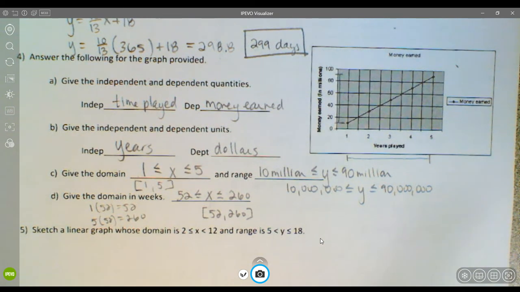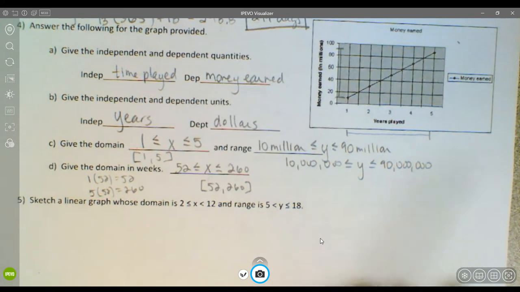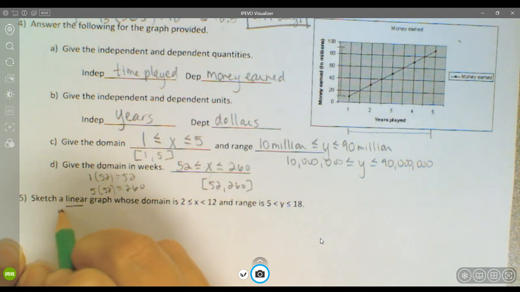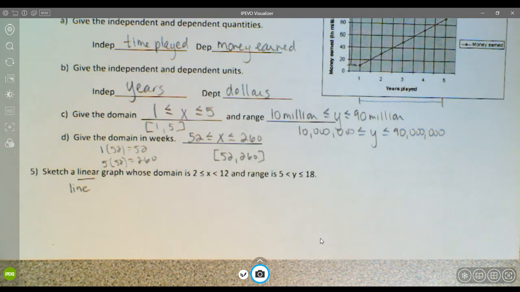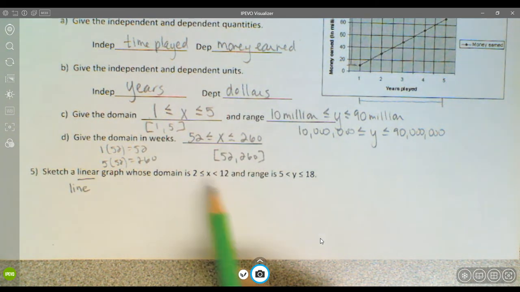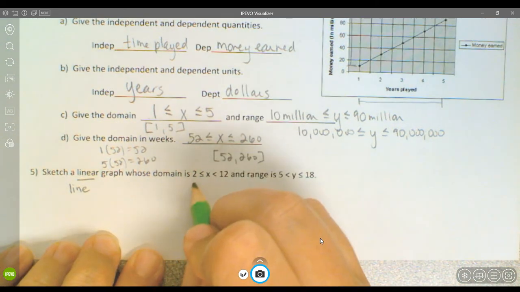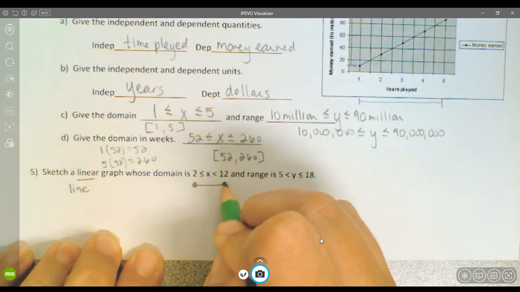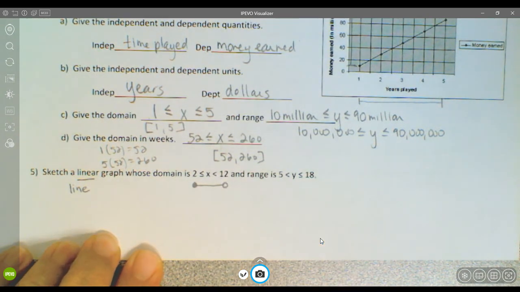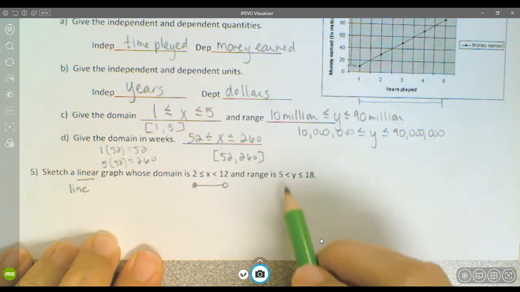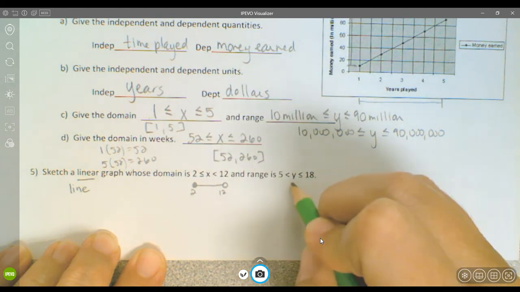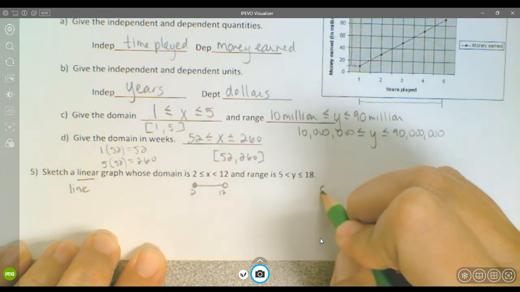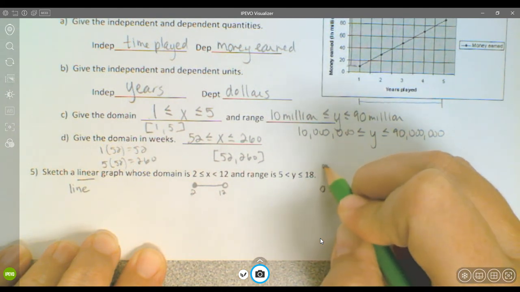All right, now let's look at number 5. Sketch a linear graph. Once I see linear, I know I'm making a line here whose domain is between 2 and 12. Include the 2, exclude the 12. So we're going to have a closed circle at 2 and an open circle at 12. The range is 5 to 18. So let's do this, 2, 12. The range goes from 5 to 18.